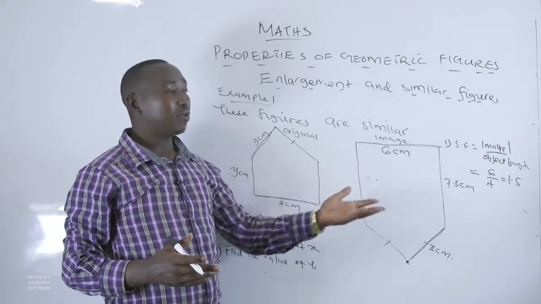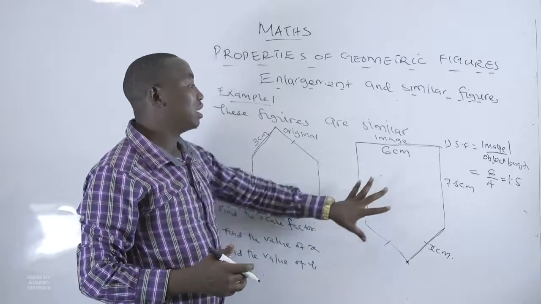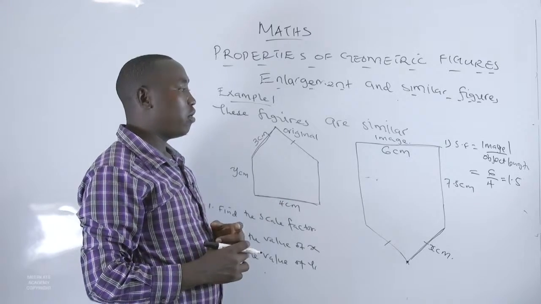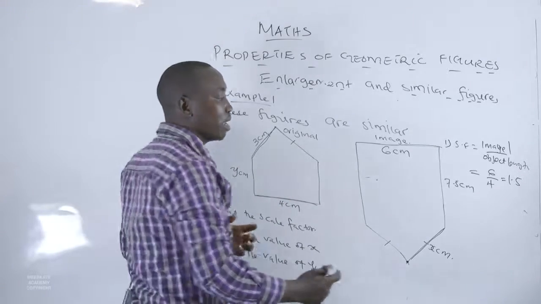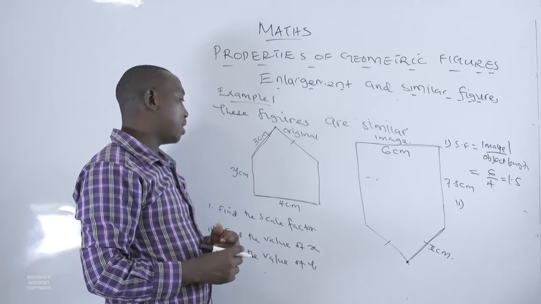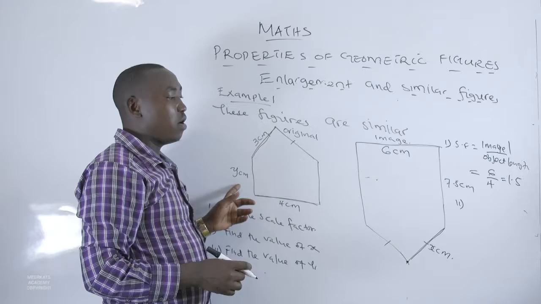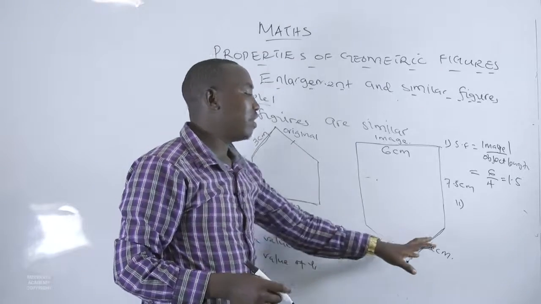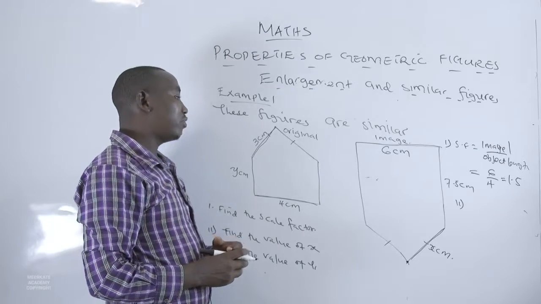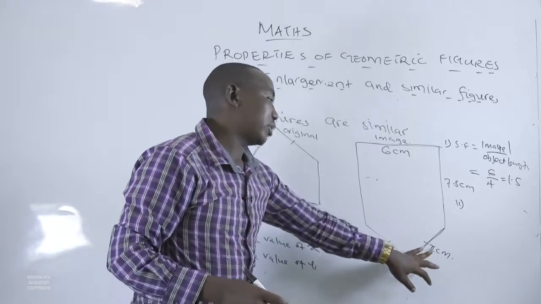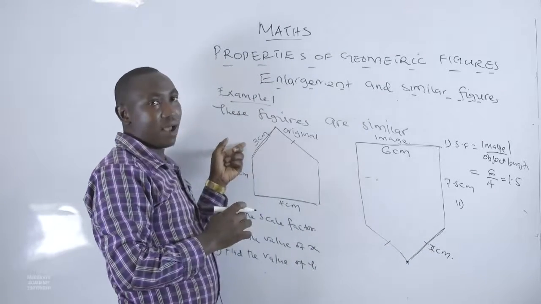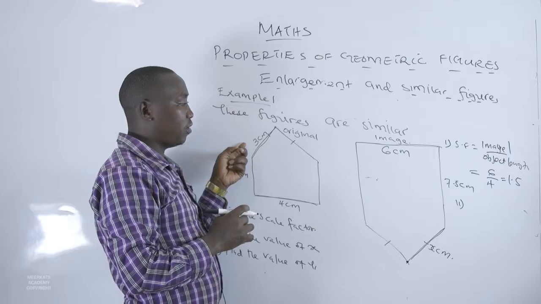So this tells us that the scale factor that was used to enlarge this particular object was 1.5. And it is actually a positive scale factor, and that explains why the image is bigger than the original object. Number 2, we are supposed to find the value of Y. We are also supposed to find the value of X in part 3. Now, for us to find the value of X, we had said that X corresponds to this other, which is 3 units.